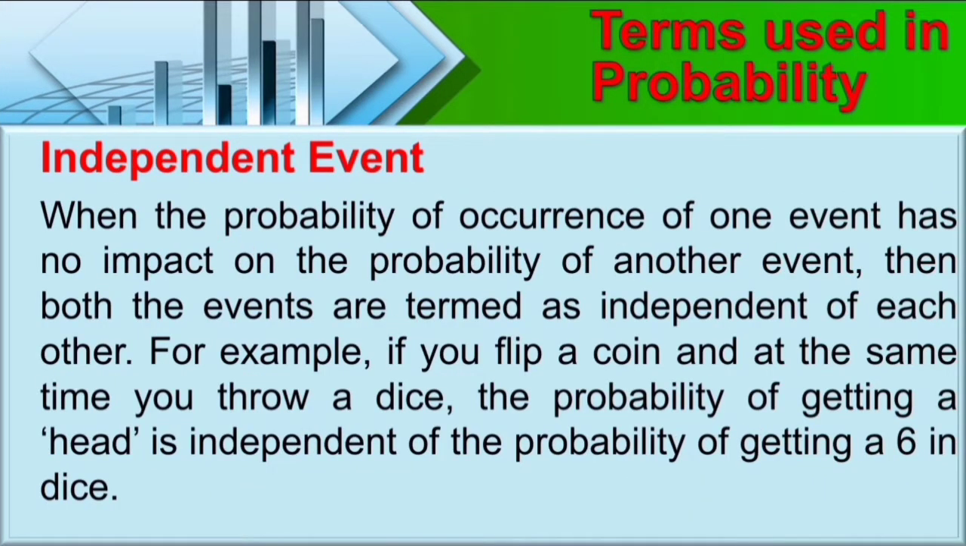Term used in probability. Independent event. When the probability of occurrence of one event has no impact on the probability of another event, then both the events are termed as independent of each other. For example, if you flip a coin and at the same time you throw a dice, the probability of getting a head is independent of the probability of getting a 6 in a dice.